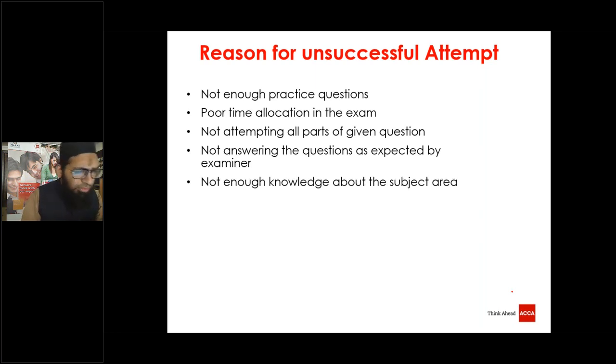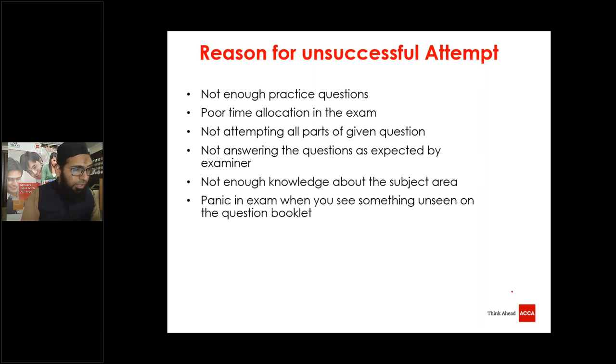Then not enough knowledge about the subject area. So of course we have to cover the entire syllabus. Then panic in the exam when you see something unseen on the question booklet. So this happens quite a lot for many students, that they have prepared well, they have done enough practice, they have a good plan to allocate time.